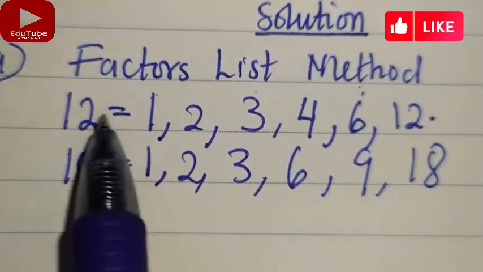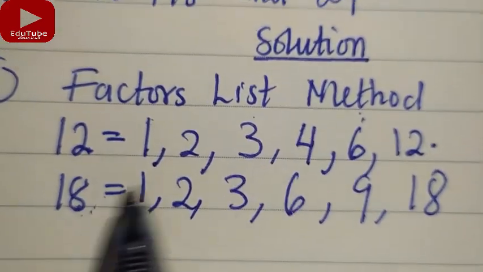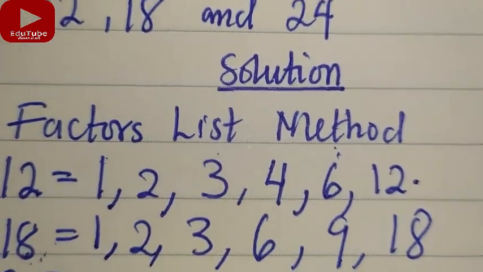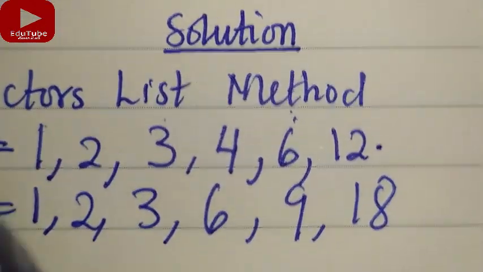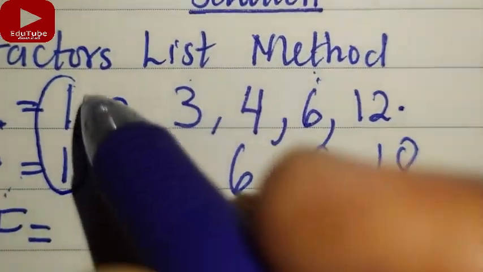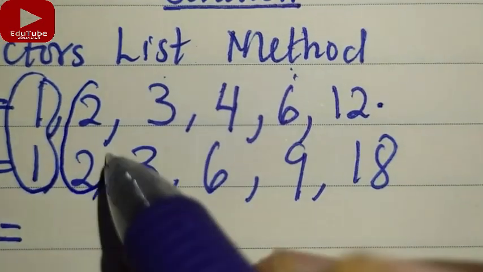Now that we've listed out the factors of 12 and 18, the next thing now is to find the common factor, which is called CF. The common factors of 12 and 18 are 1, and then we have 2.